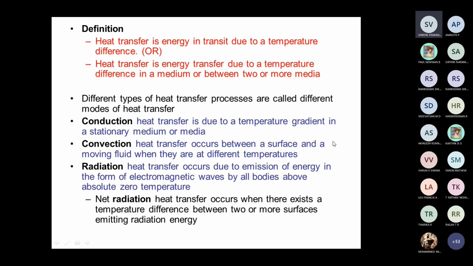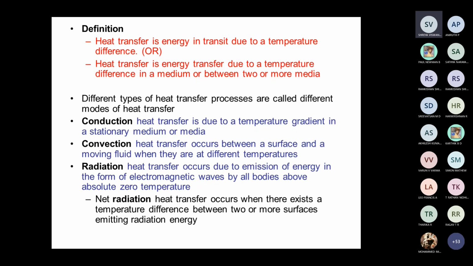Heat transfer due to a temperature gradient in a stationary medium is conduction. Heat transfer that occurs between a surface and a moving fluid when they are at different temperatures is convection. And radiation occurs due to emission of energy in the form of electromagnetic waves by all bodies above absolute zero temperature.